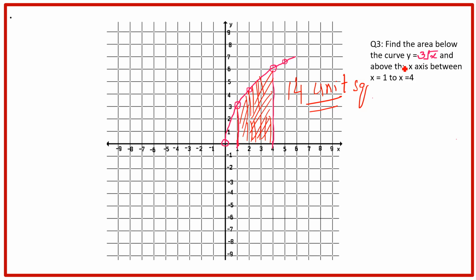So I hope the question is clear now. You have to practice it. If any point is not clear, you can ask me.